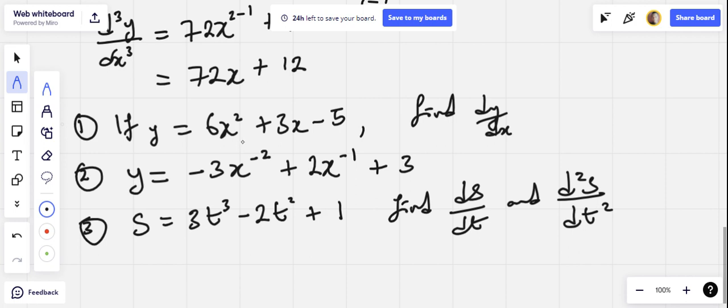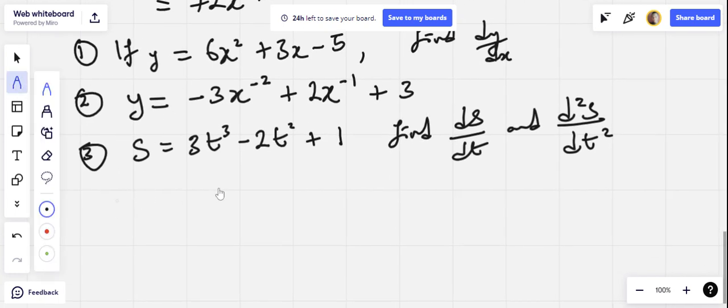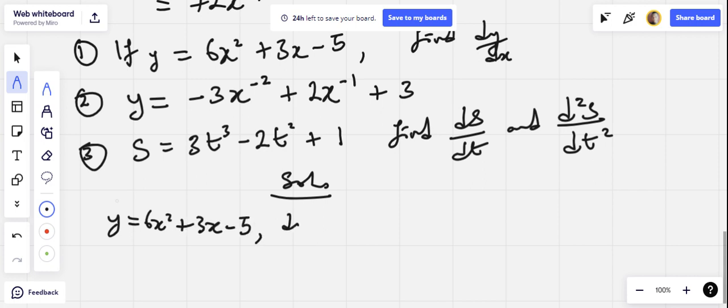Now, if you have done that, let's quickly do the correction. Or just write out the answers. For the first one there, we have y equals 6x squared plus 3x minus 5, our dy dx will be equal to 12x raised to the power of 1 plus 3. So that will be the number 1 answer.